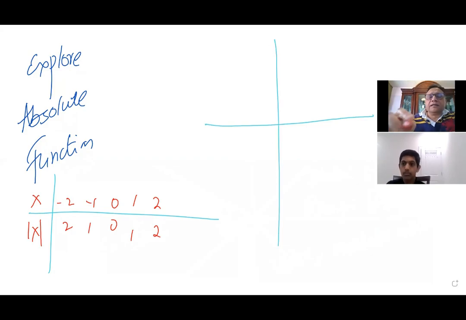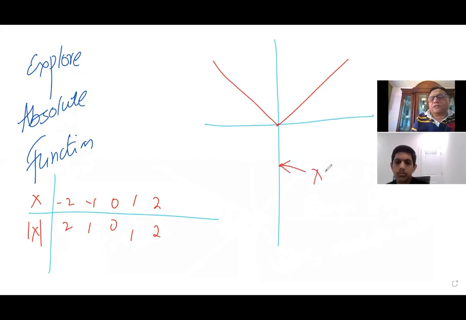So if I again sketch my absolute value function, then what do I notice? I notice that there is a symmetry. So this line here, which is x equals 0, is the line of symmetry. And this point, the vertex, is at (0, 0).